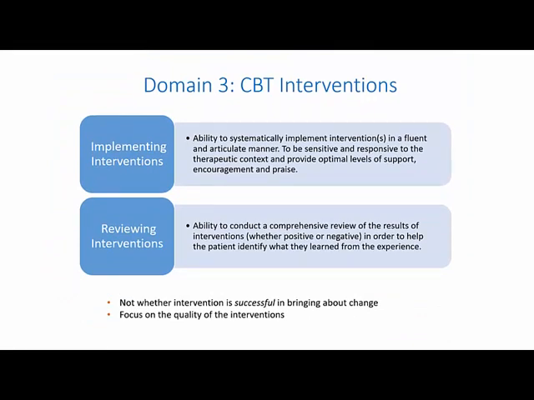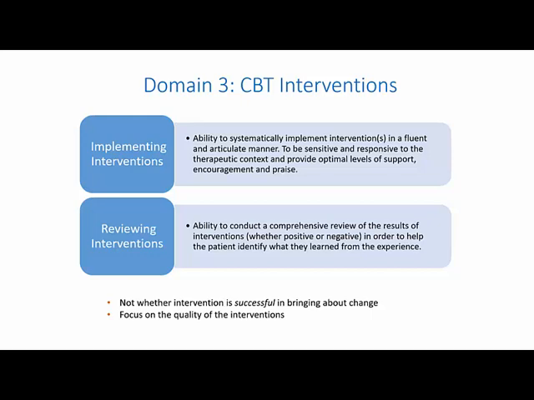The next item moves on to implementation of the interventions. So this thinks about whether the therapist can systematically implement the interventions in a fluent and articulate manner, and whether they're sensitive and responsive to the therapeutic context, providing encouragement, praise and support as the intervention is delivered.